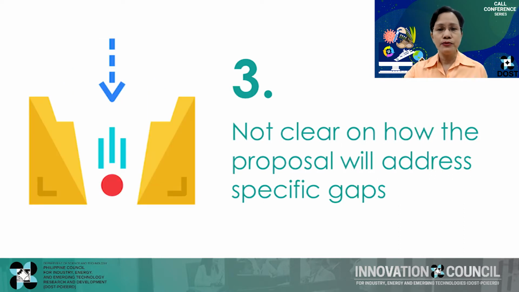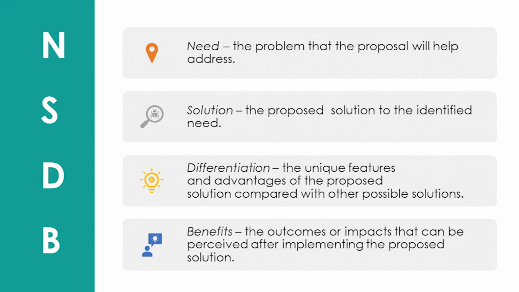3. Not clear on how the proposal will address specific gaps. The proposal should clearly identify point A, the current gaps and needs, and point B, where the proposal intends to go. How to go from point A to point B should be clearly spelled out. This ties to clarity in methodology and significance. It also ties to the NSDB, which stands for Needs, Solution, Differentiation, and Benefits.